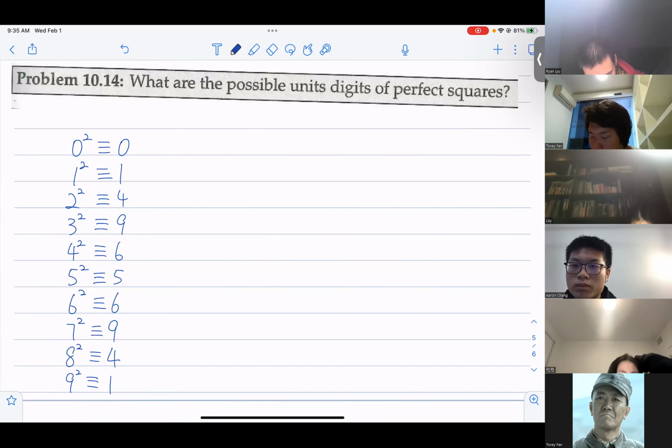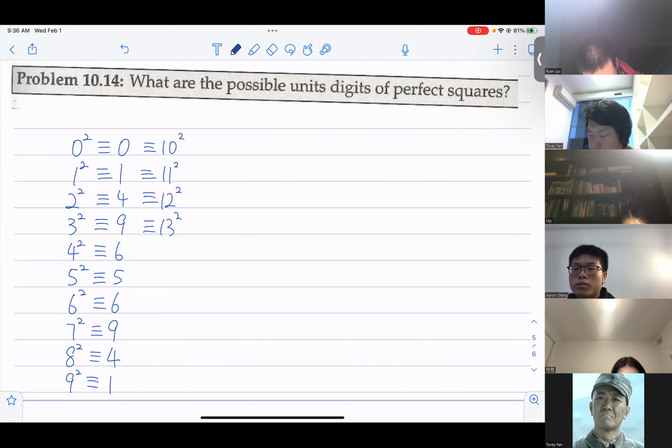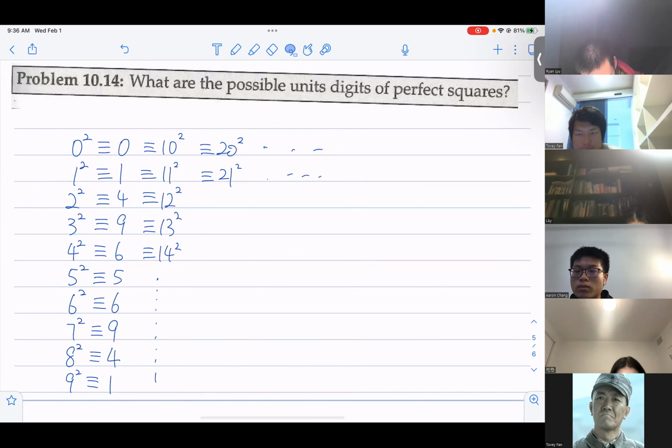That's it. Because after 9, if you go to 10, that's the same as the first one, right? If you go to 11, that's the same as the second one. If you go to 12, they're the same as the third one, etc. It's going to be congruent, we say. It's congruent to 13 squared. This is congruent to 14 squared, etc. Okay, and then if you go to 20, 21, right? So basically, we've exhausted every number. Okay, does that make sense?